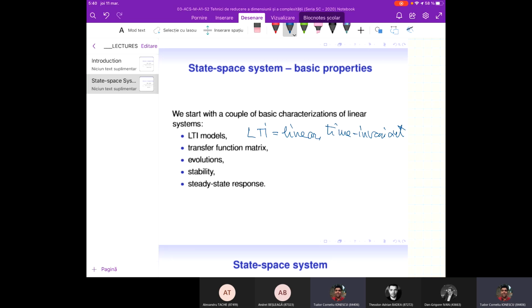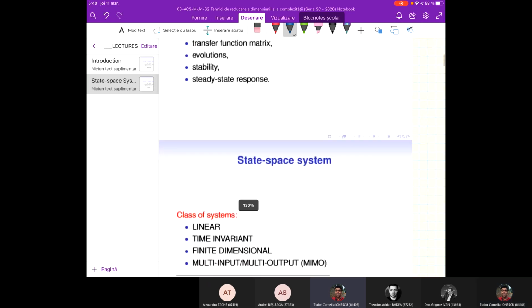These models can have a transfer function matrix attached by applying the Laplace transform, as we'll see. They also have evolutions of the state. They can exhibit stability, and this is very important. We'll see the conditions under which a state space system is stable. And of course, they can have a steady state response, and this is important. So these are the notions we're going to play with in the beginning.